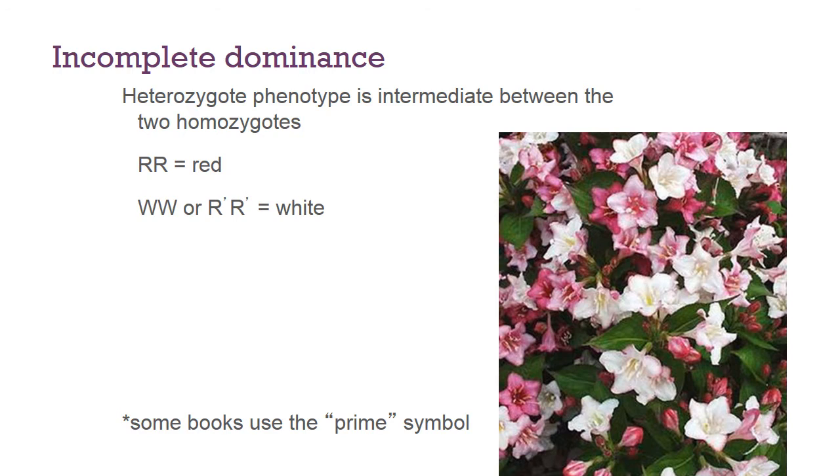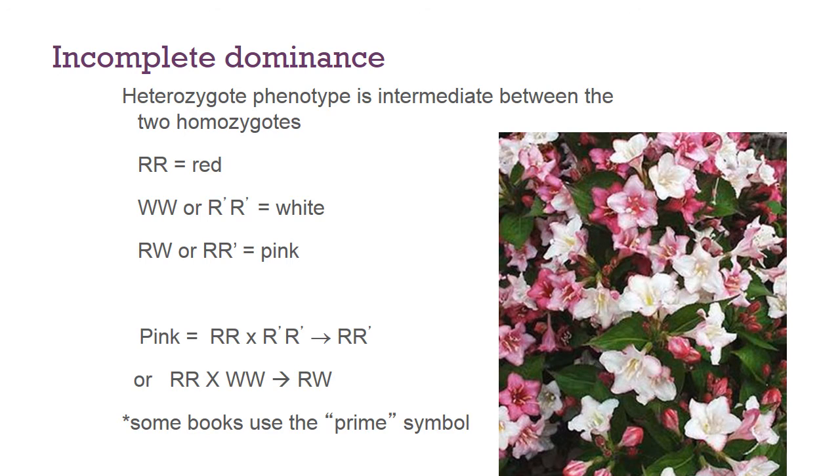So as far as in problems, you might see it written where big R, they're all capital letters since neither one is dominant nor recessive. And some books use what's called the prime symbol. Okay, so you might have, since you have the red ones, the white ones are written with this little symbol here, and that's the prime symbol. So anytime you see that, you know that we're talking about incomplete dominance, and that's where you have the third phenotype that is a mixture of the two. So in order to get pink flowers, you have to have each of the original phenotypes.